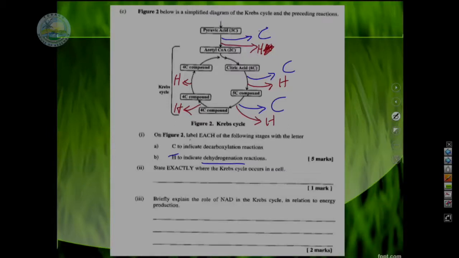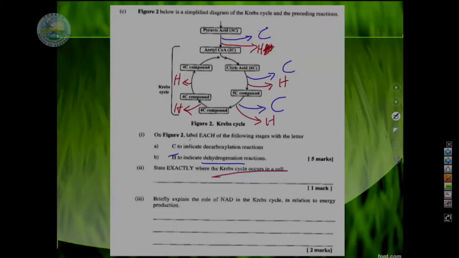Say exactly where the Krebs cycle occurs in a cell. Well, we did see it in the other one, but this is a different paper. Again, the matrix of the mitochondria. That is where the Krebs cycle occurs, the matrix of the mitochondria.